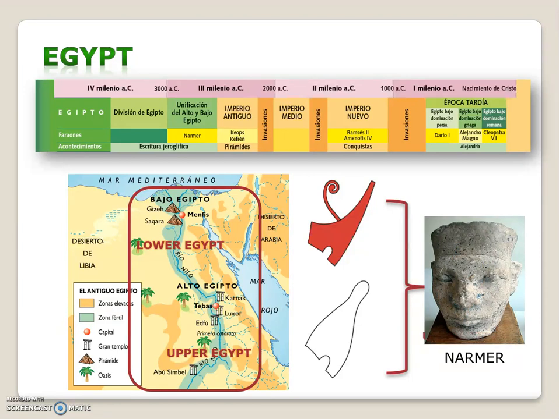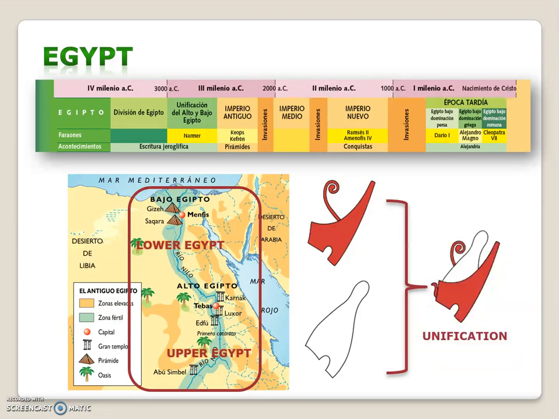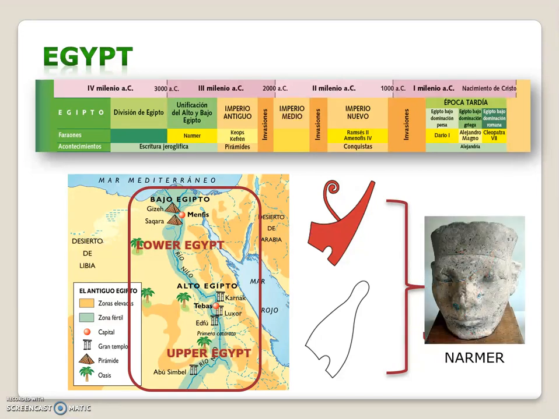Narmer was the first one to wear this double crown that symbolized the unification of the country, and that happened around 3,000 years before Christ, here in the period that we call the early dynastic period. This early dynastic period started during the 4th millennium and ended around 2600 years before Christ.